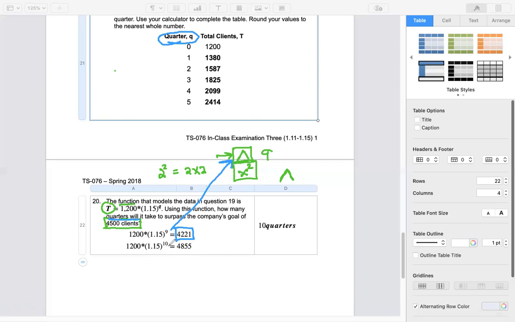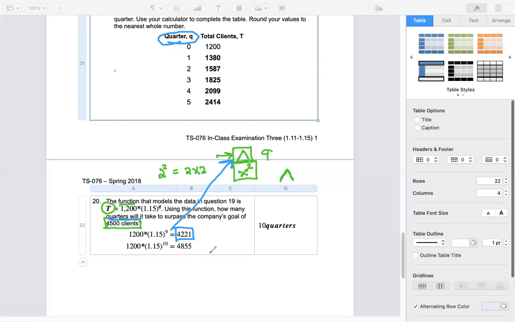I'm not talking about money here. I'm talking about periods of time, 10 quarters of time. Like we have 4 quarters in a year for school, fall, winter, spring, and summer. So it would take 10 quarters to reach their goal, surpass their goal of 4,500 clients.